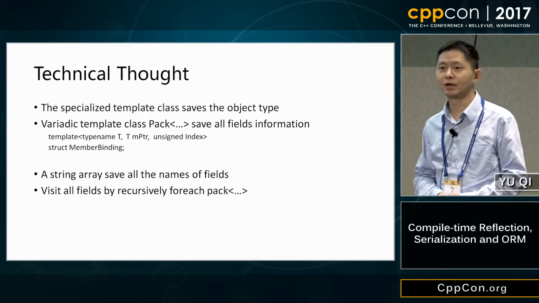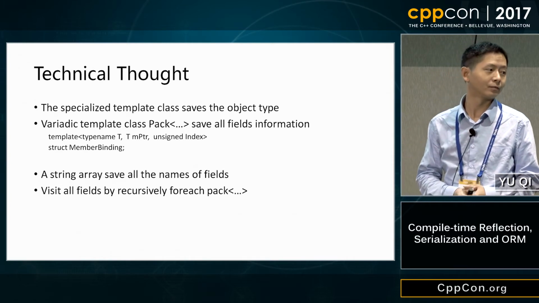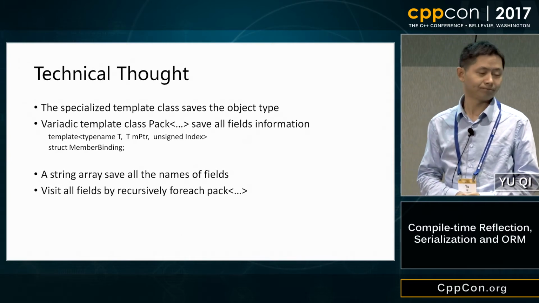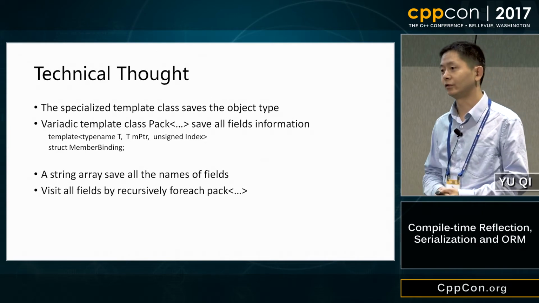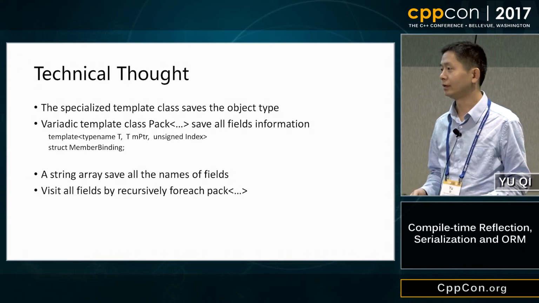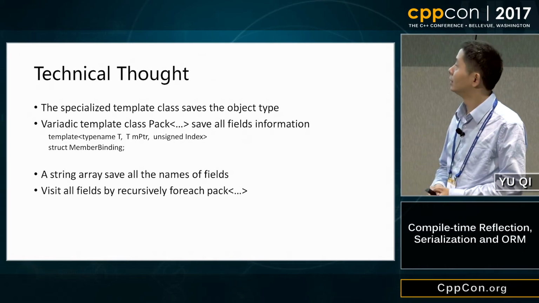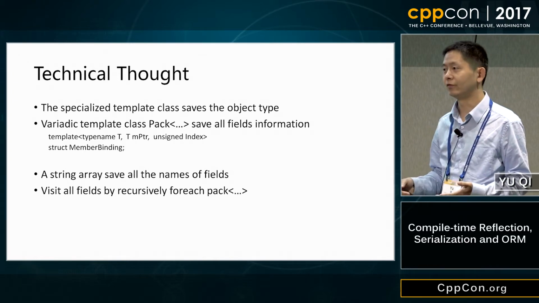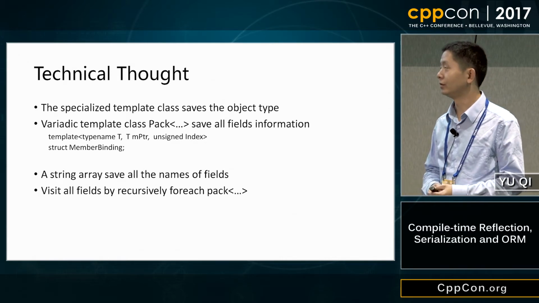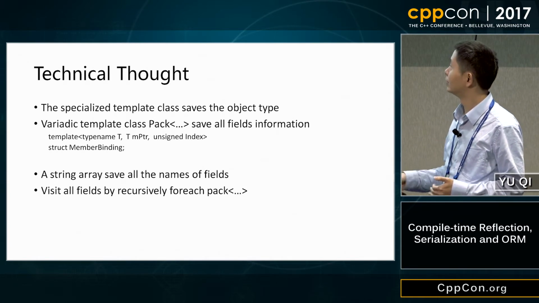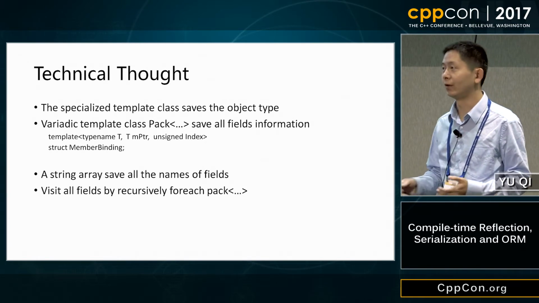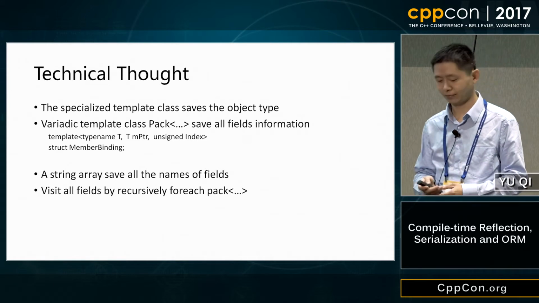Here I make a summary. The first step, save the reflected object type. The second step is to pack all the fields. And we also need to define a string array to hold the field's names. And then we can visit all the fields by recursive for each.